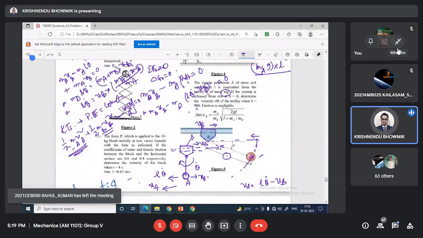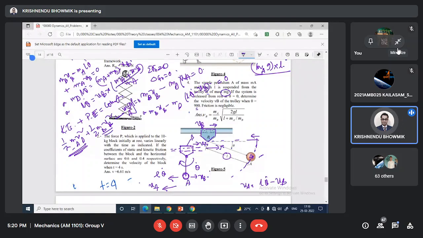Once again, what we got: once A starts moving in the left direction, B will start moving in the right direction, the trolley. So let's have velocities VB and VA. B is rightward and A is leftward. In one particular case, theta equal to 90 degrees, due to this theta there will be theta dot, and if there is theta dot, there will be L theta dot. So there is the relative velocity of A. One is VB to the right side due to the trolley, and VA is to the left side.